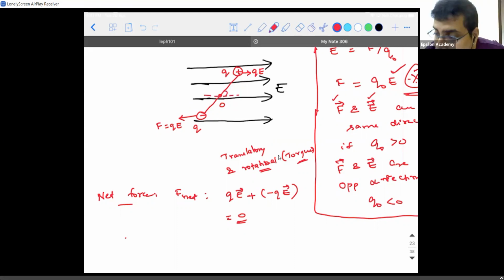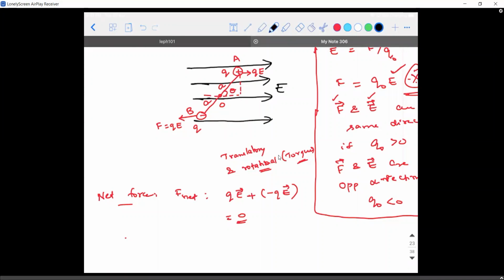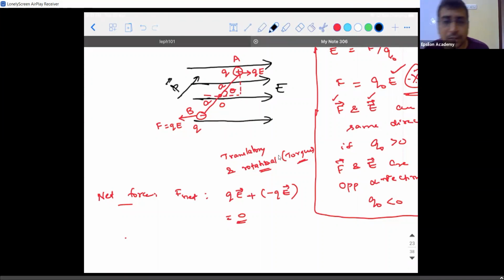If I take this angle as theta, and I drop a perpendicular from O to A and O to B, the distance is a. Guys, accept? Yes, sir. Now one more question: the dipole moment is in this direction, P vector. Correct?